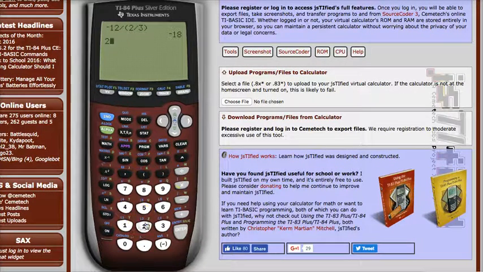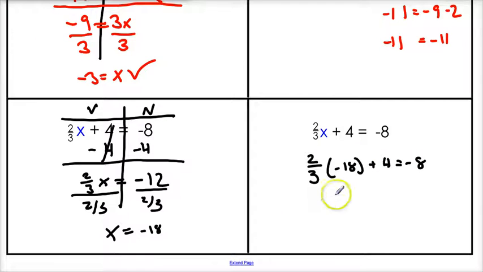So remember, we always put fractions in the parentheses. So 2/3 times negative 18. Just put the fraction times negative 18 and look what we get. Negative 12. So we get negative 12 plus 4 equals negative 8.